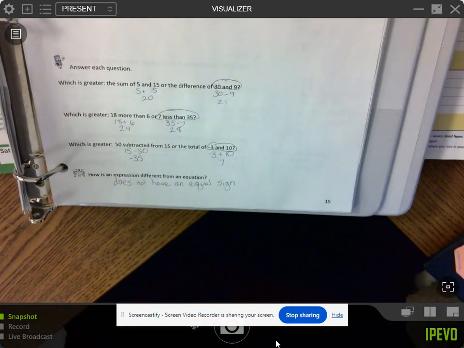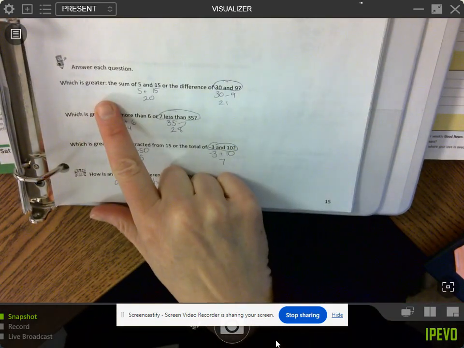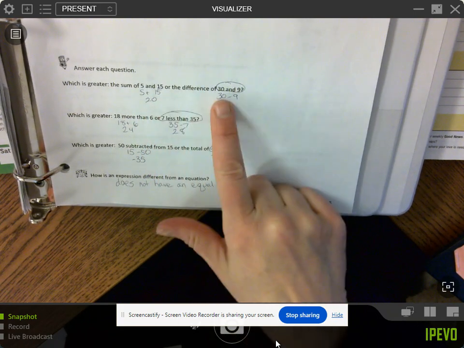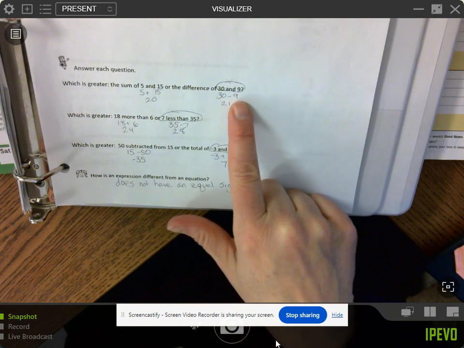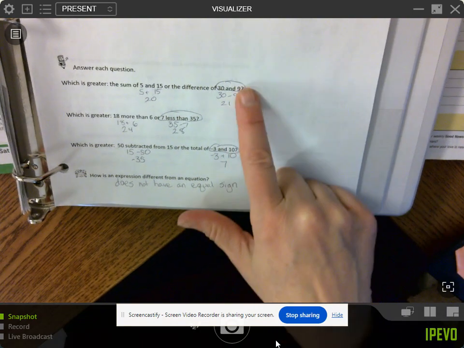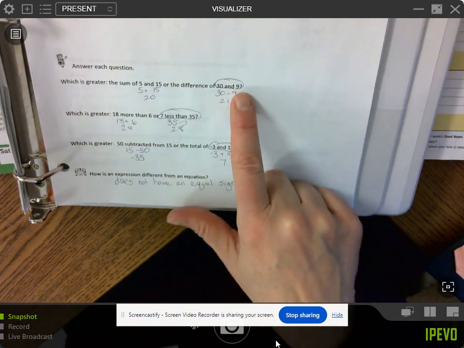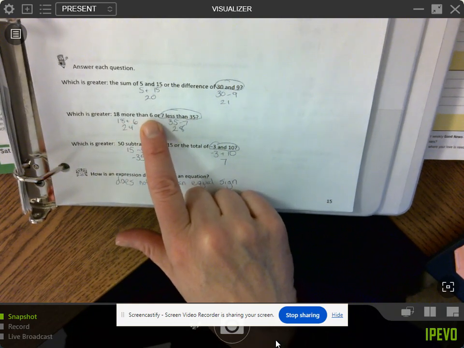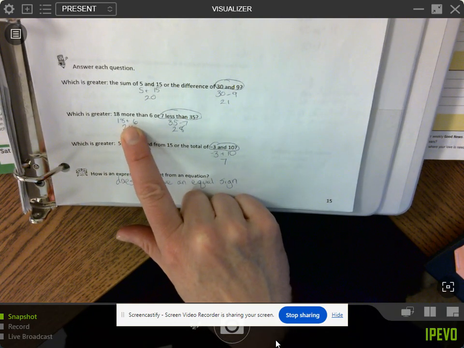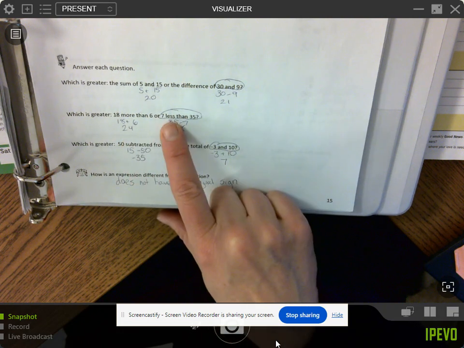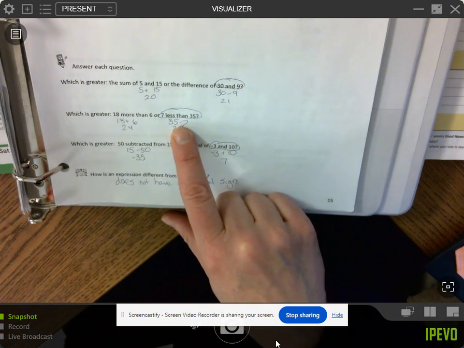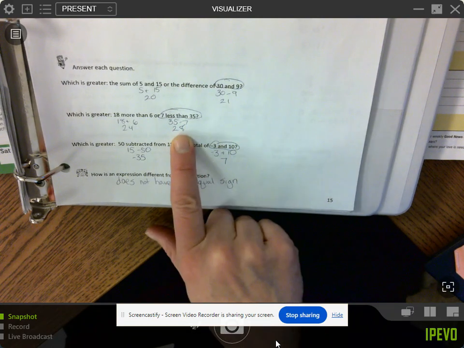Then on the bottom, we did this one together. Which is greater, the sum of 5 and 15, which is 20, or the difference of 30 and 9, which would be 21? So it's 30 and 9, the difference of 30 and 9. Which is greater, 18 more than 6, that's 18 plus 6 is 24, or 7 less than 35, that would be 35 minus 7, which is 28.